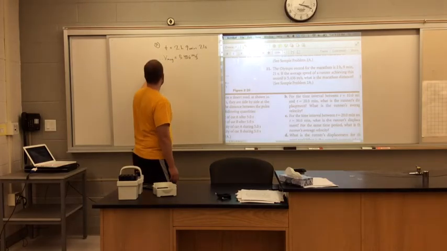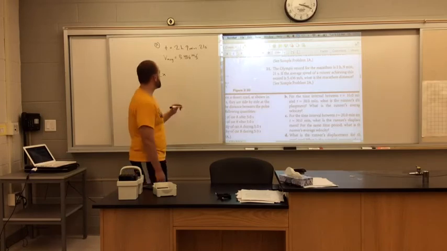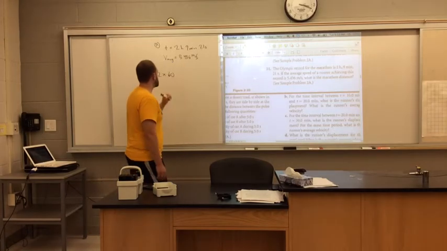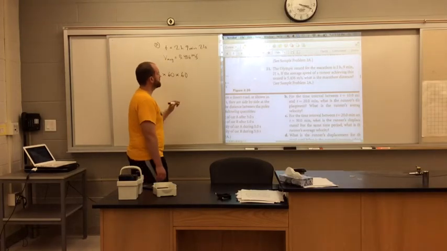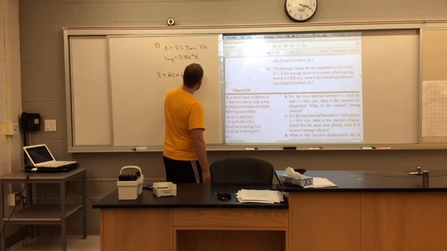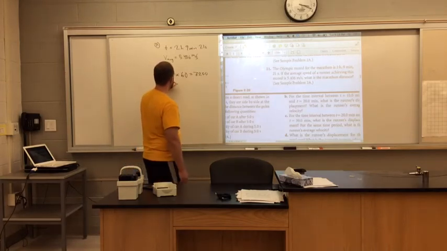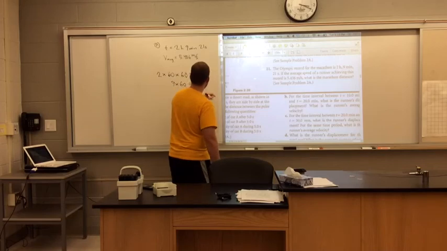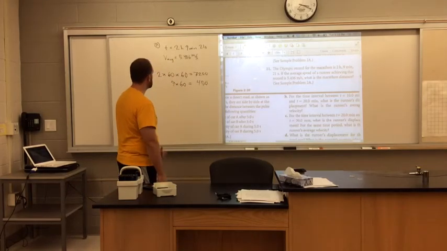So I'm going to do 2 hours times, I know that there's 60 minutes in an hour, so this will tell me how many minutes there are. There's 120 minutes times, I know there's 60 seconds in a minute, and that gives me 7,200 seconds. So that's the hours part. Now the 9 minutes part. There's 60 seconds in a minute, times 9 minutes. So that's 540 seconds.